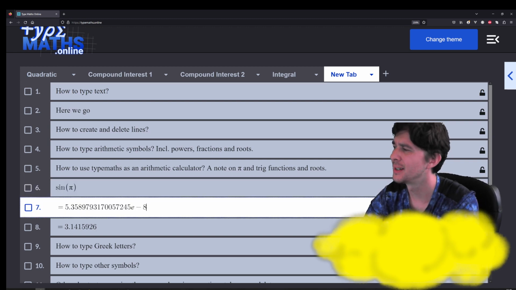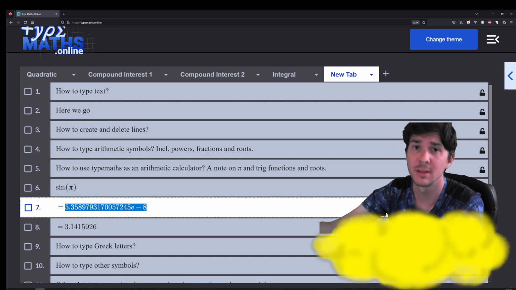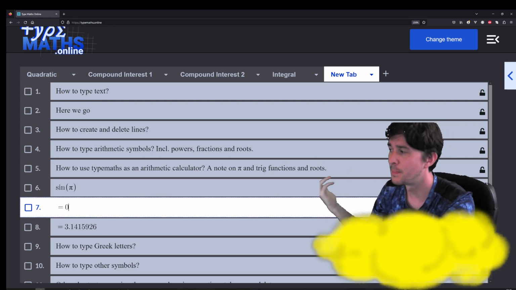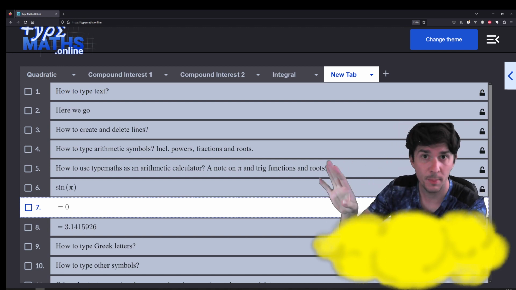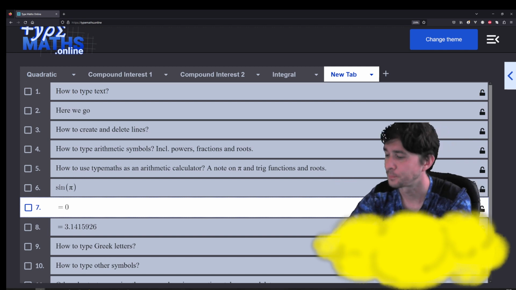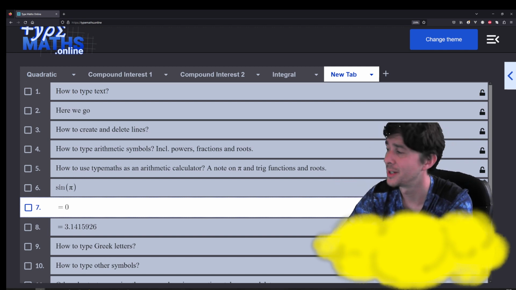This is super annoying. I mean, you can probably tell if you're a maths person, this is 0.000000005. That's basically zero. It's really annoying that we get that. Again, it's not perfect, but we make it work. Just use a real calculator for trig. I don't know. We'll fix it one day.